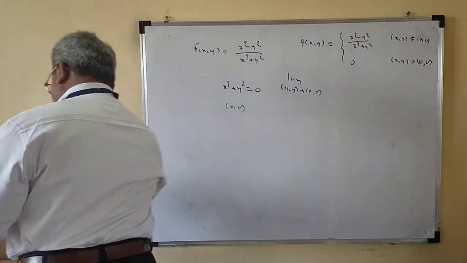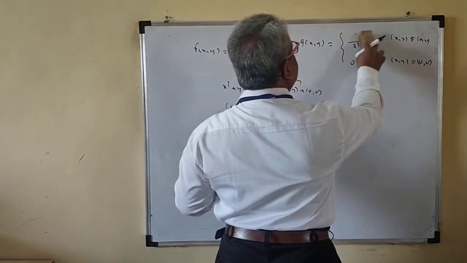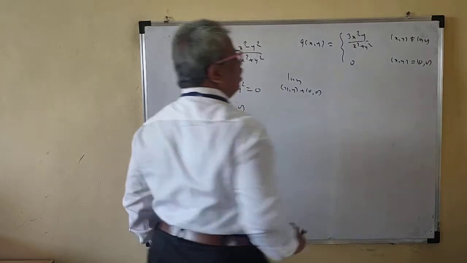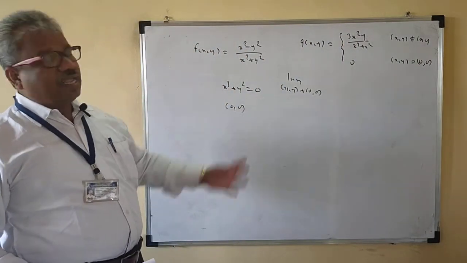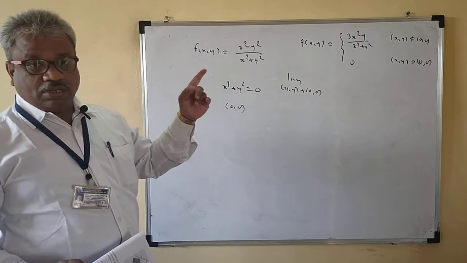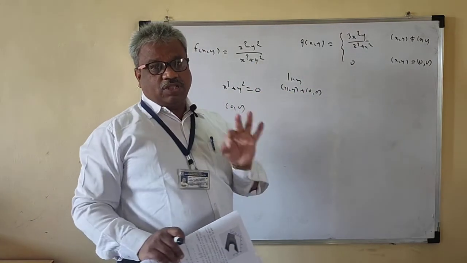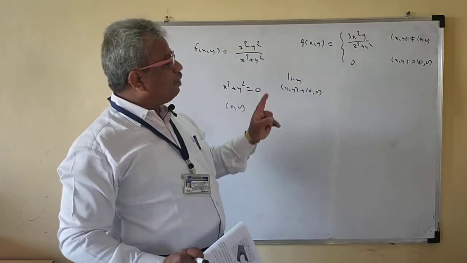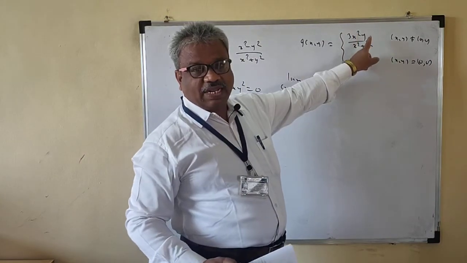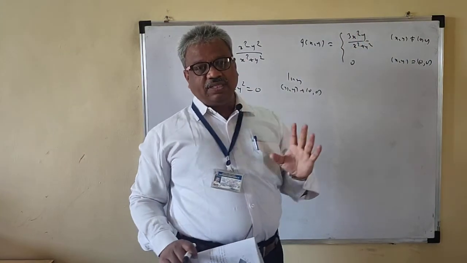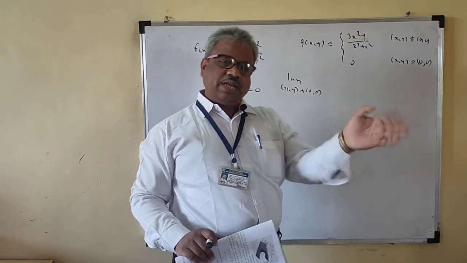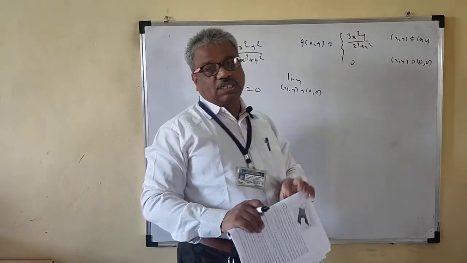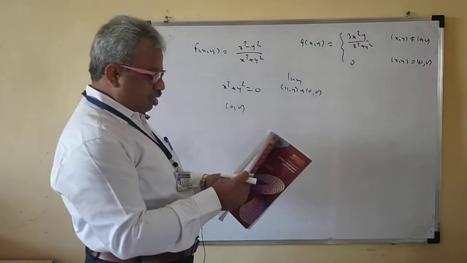Now the next function, suppose, is 3x²y over x² + y². The degree of the numerator is greater than the degree of the denominator. If the denominator is x² + y², try the polar form. If you apply the polar form, one r remains in the numerator, and the limit as r tends to 0 of r times something will be 0. So this limit is 0, and this function is continuous at (0,0).